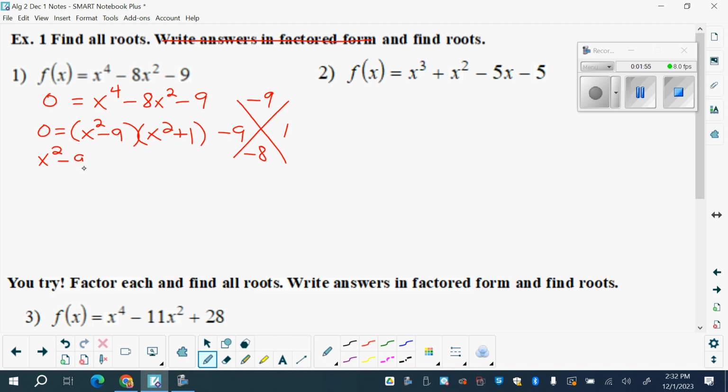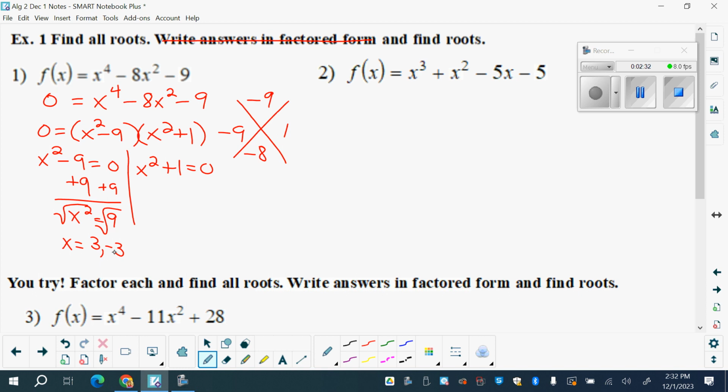X squared minus 9 is equal to 0. X squared plus 1 equals 0. I think I heard somebody say you could factor again. Yeah, so you could do that also on this one. But if we do square roots, that'll take care of it. So that works also. Doesn't matter. Gives you the same answer. So now on this one, if we use square roots, we would add 9. X squared is 9. And then what next? Square root. And we get x equals 3 and negative 3.